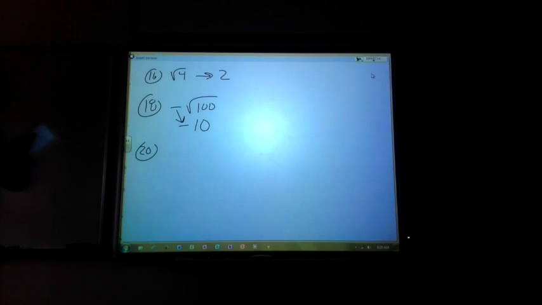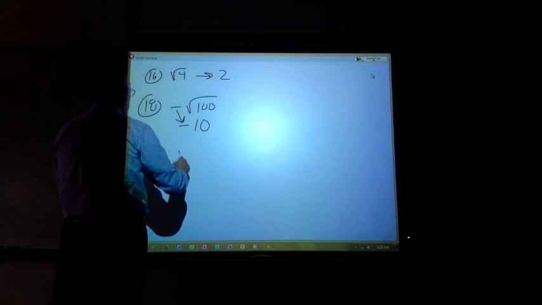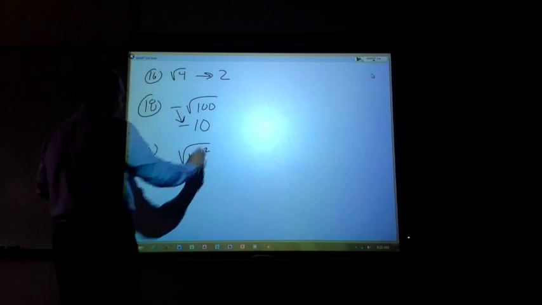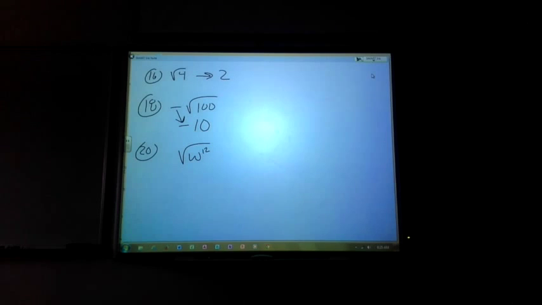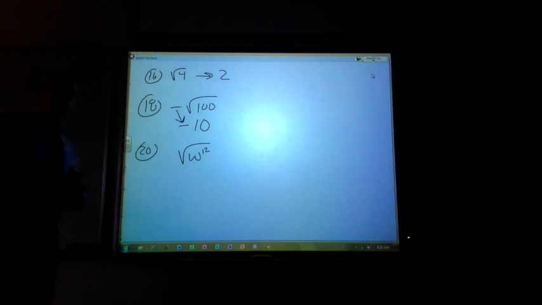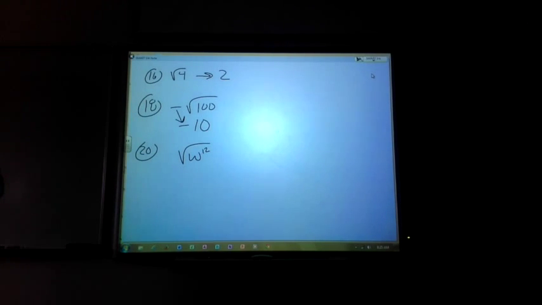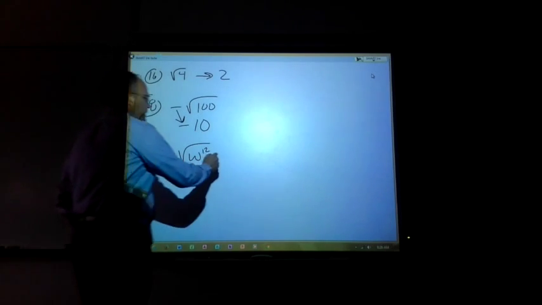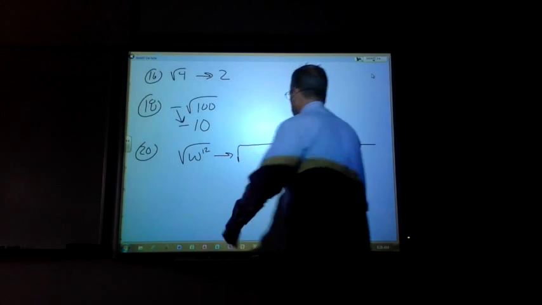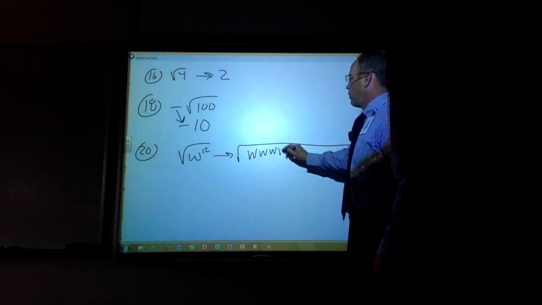Problem number 20. What was 17? Oh, I'm just doing the evens right now. Okay. Number 20, I get w to the 12th power. So that changes things a little bit because I have the square root of a letter. How many w's are being multiplied together under this radical? 12 of them. Yes, you could write them all down, and how many of a kind are you looking for? 2 of a kind. So if you see it this way, please by all means do it this way.